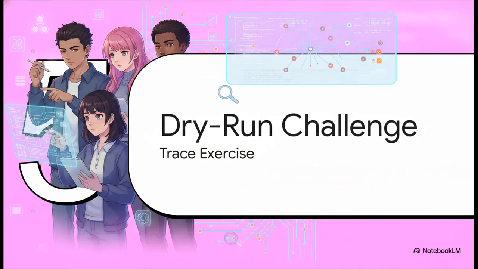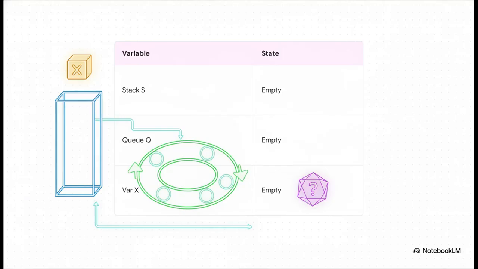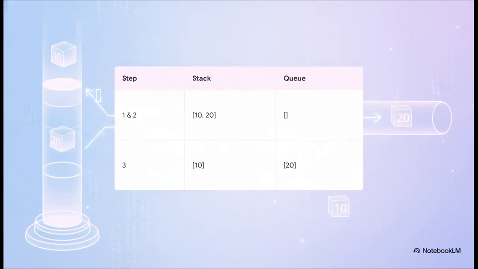Okay, let's bring it all home with Section 5, the Dry Run Challenge. It's time to actually put these concepts to the ultimate test and trace the mechanics step by step. Here is our scenario. We are allocating an empty stack S and an empty circular queue Q, which has a maximum capacity of 4. We also have a variable, x. We need to track their exact memory states. Let's kick things off with the first 3 steps.